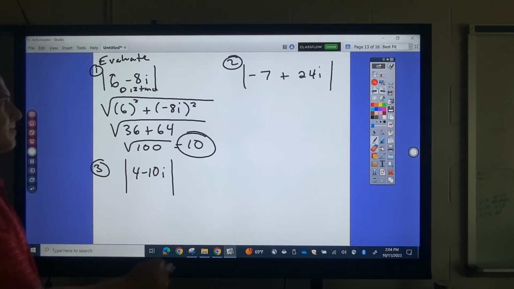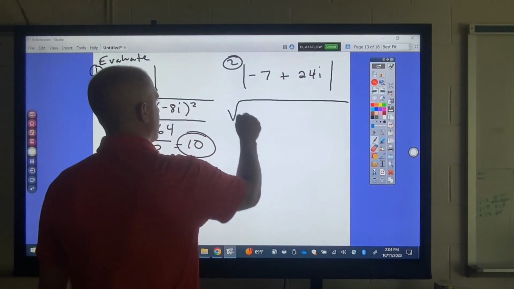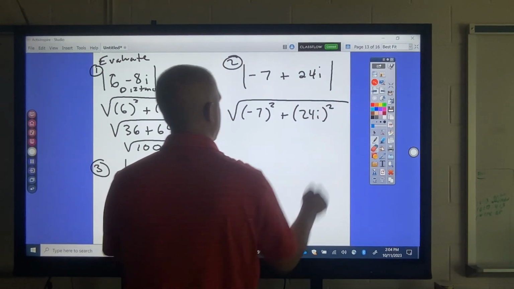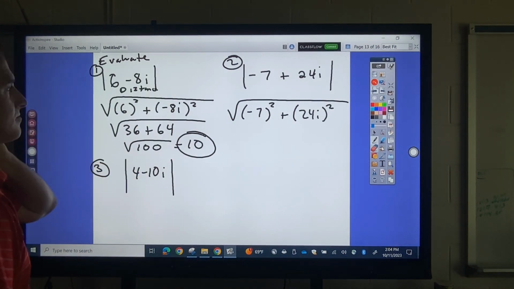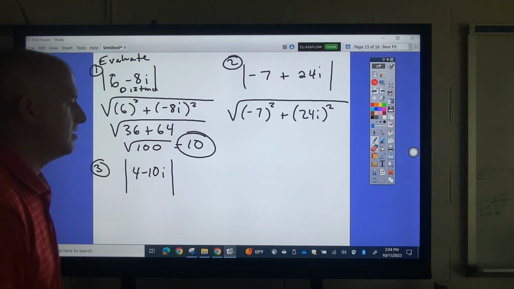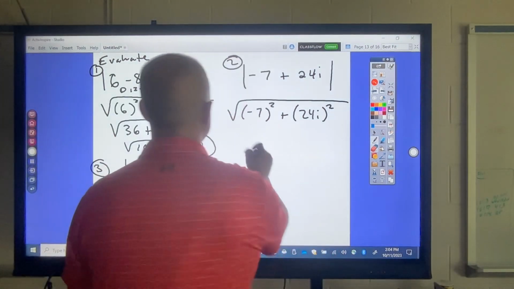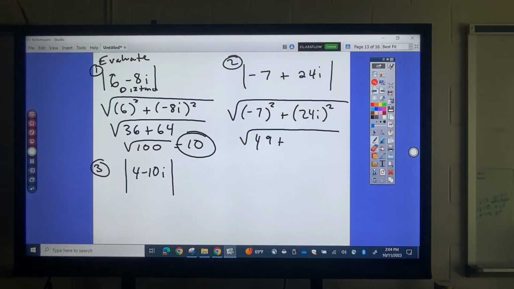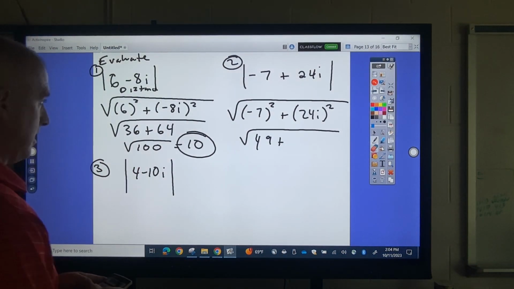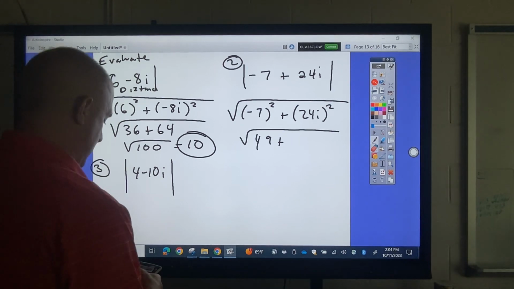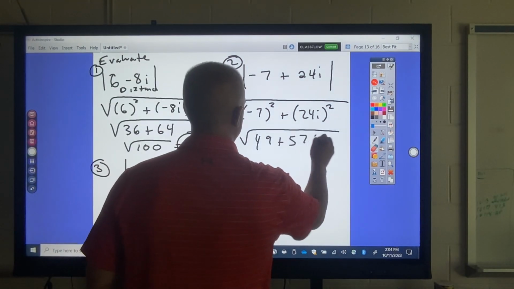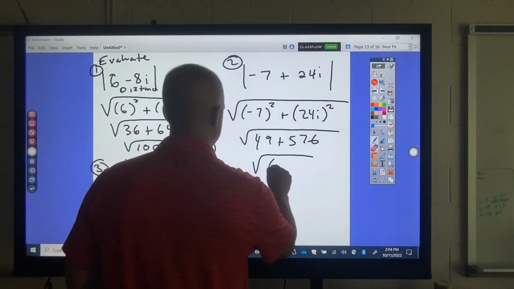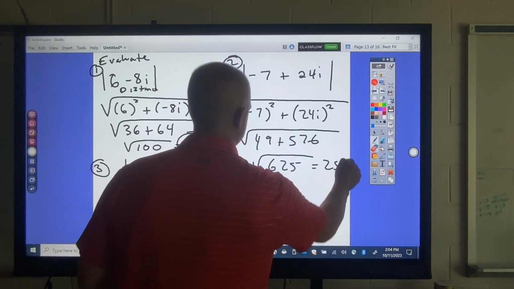Same thing here. I square this. So that's going to be 49 plus 24 times 24 is 576. You add those up, square root of 625, which is 25.